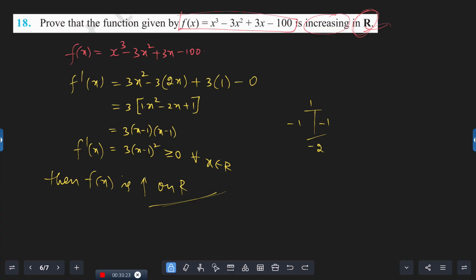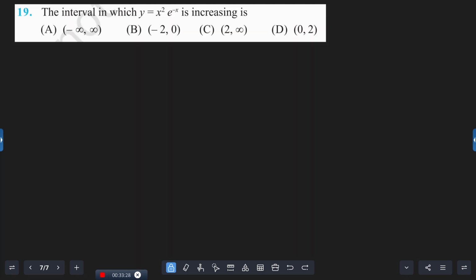Have we done this? Last question will go. Listen. What is the last question? y equal to x square into e power minus x is increasing in which interval? MCQ only, options A, B, C, D.